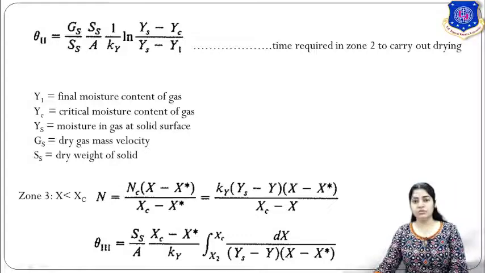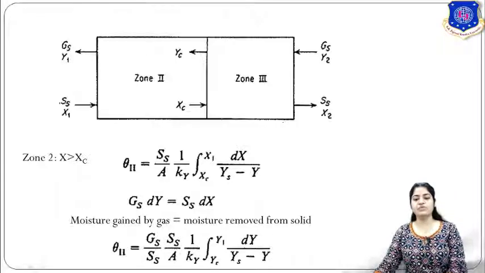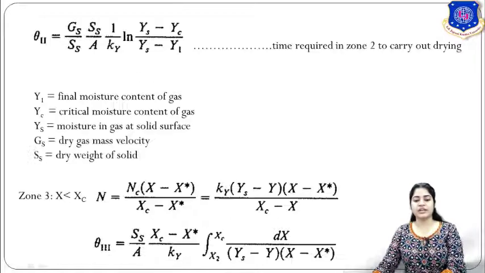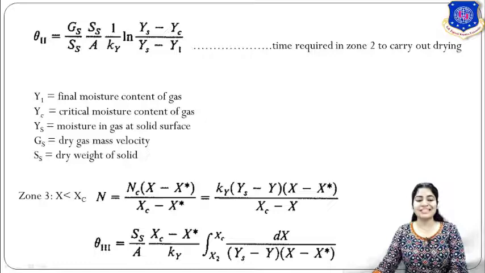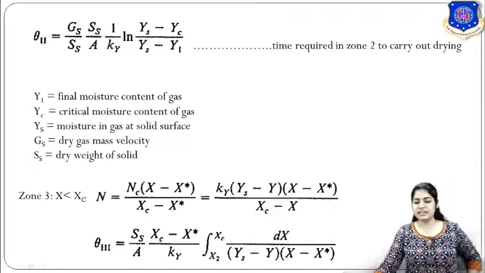Now talking about zone 3. Here you can see that in zone 3 moisture is removed from Xc to X2. Of course Xc is more than X2. Further drying of the wet solid happens, and at the outlet of zone 3 you get the solid with moisture content X2, which is less than Xc. So the rate is given as N equal to Nc into (X minus X star) upon (Xc minus X star).